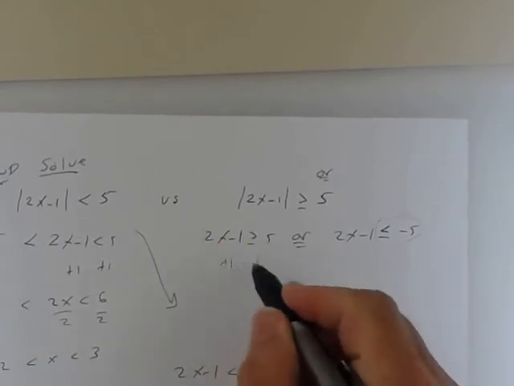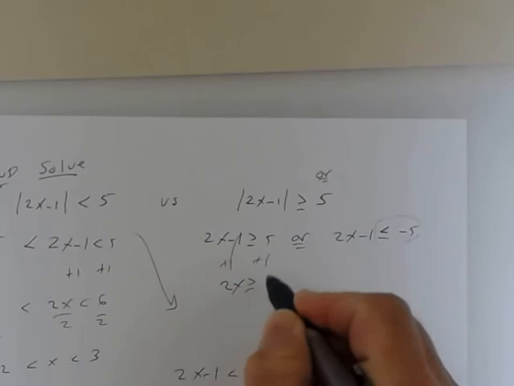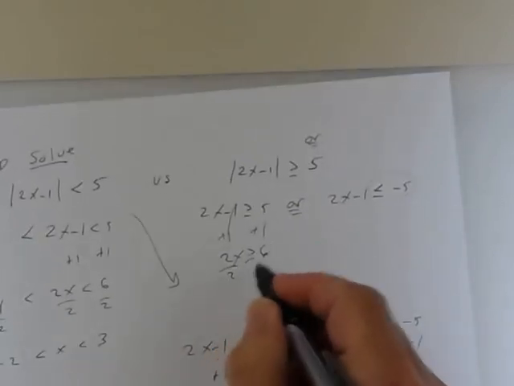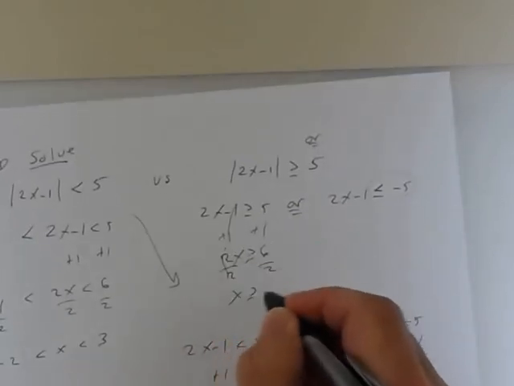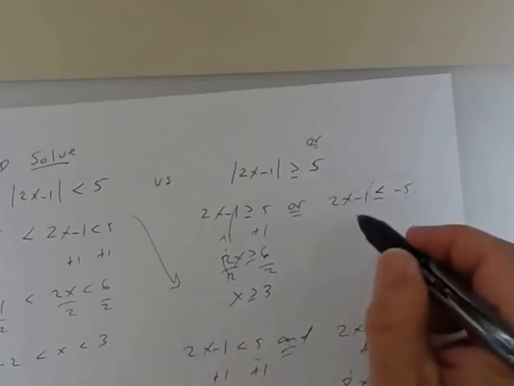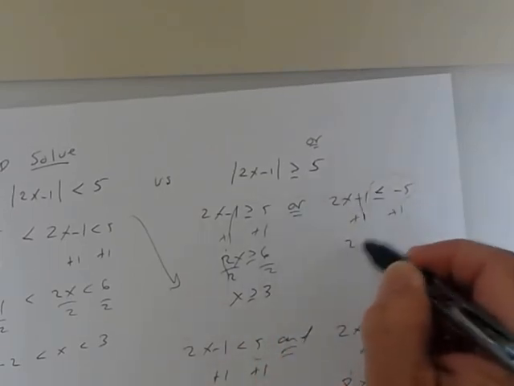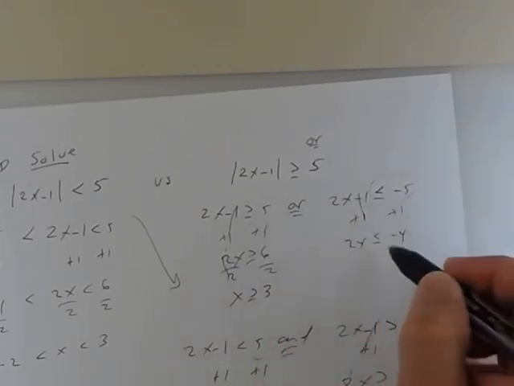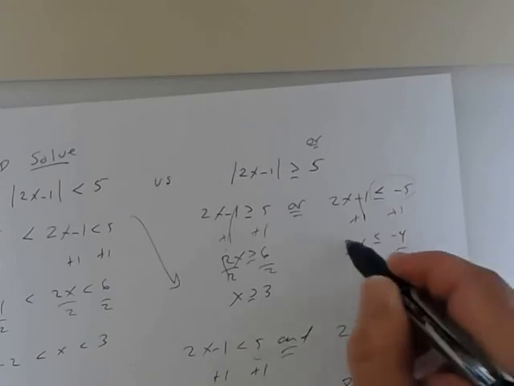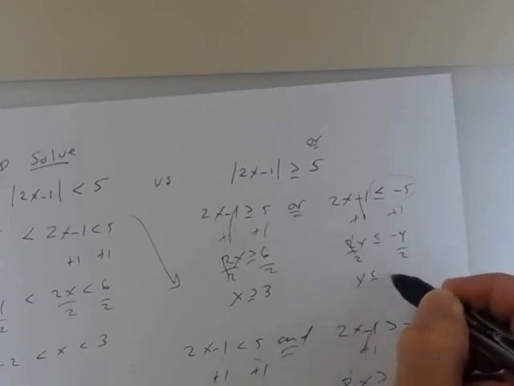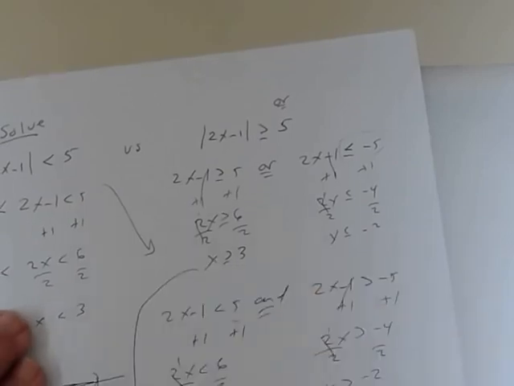So when you did this, you add 1 to both sides. You get 2x is greater than 6, correct? Divide by 2, x is greater than what? 3. Over here, add 1. You get 2x is less than or equal to -4. Divide by 2, x is less than or equal to what? -2.